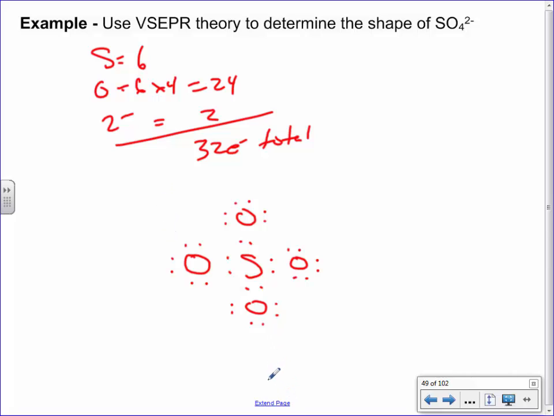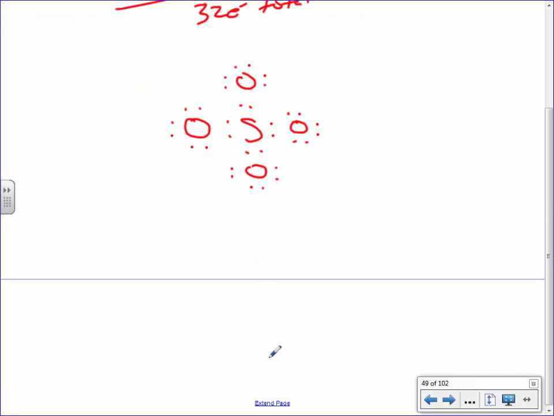Now here's my question then. What sort of shape is this going to have? If I were to draw this in 3 dimensions, what would it look like? Well, it would look like this. You're going to want a sulfur going up to an oxygen, over to an oxygen, into the page to an oxygen, and out of the page to an oxygen. This is going to have that tetrahedral shape.